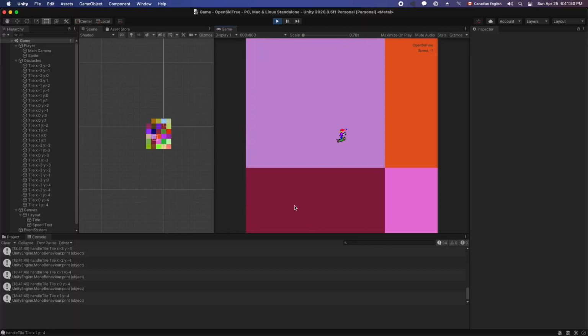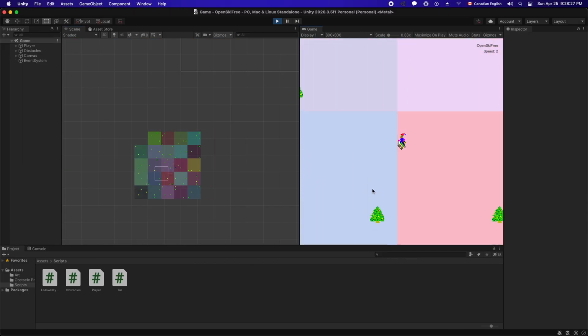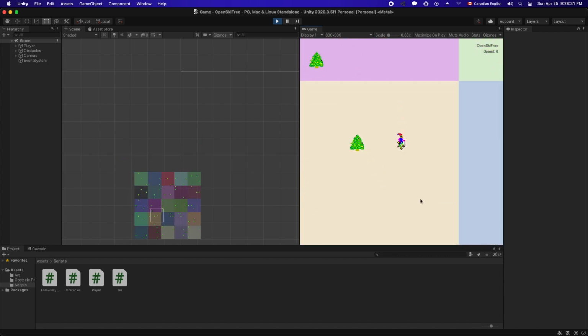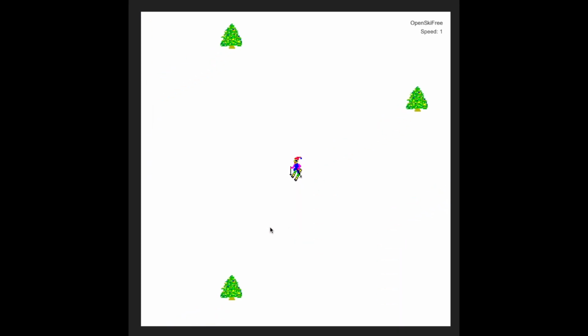Okay, we are done day one of re-implementing SkiFree. We've got the skier moving around, going down the slope. We've got trees you can run into, and we're even taking care to clean up trees that are far enough away that we're not concerned about them anymore. So that's where we end off for day one.